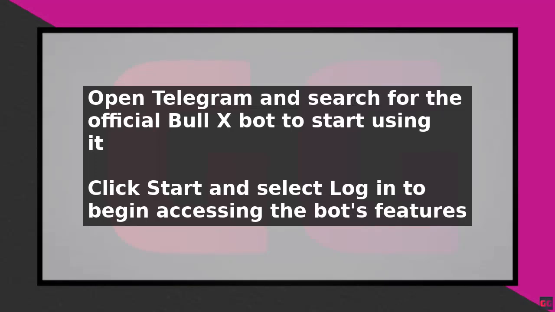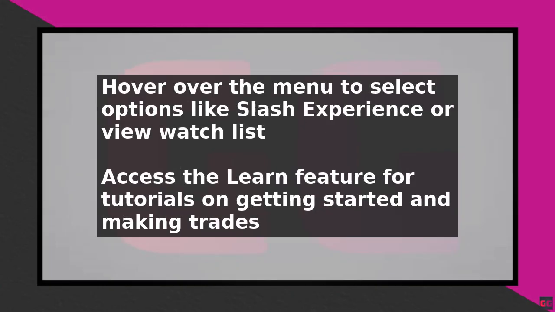To use the Bullx Telegram bot, start by opening Telegram and searching for the official bot, which can be identified by its high number of monthly users. Once found, click Start to begin using the bot, and then select the Login option. If you're on a waitlist, you can access the bot via a provided link. After logging in, you'll be directed to the Bullx website.